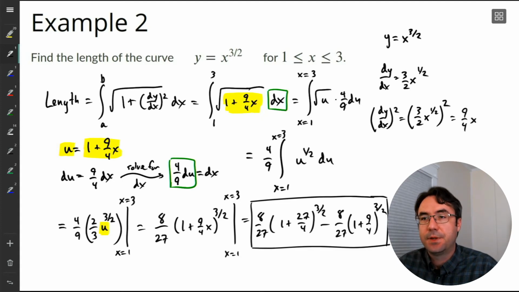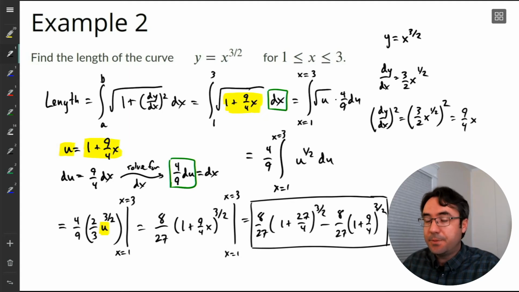There we go. So we're able to calculate the arc length for this curve. It took a little bit of work to get there. We had to do a little bit of u substitution. Good review there. But we were able to do it. All right. Let's try another one just for the practice.